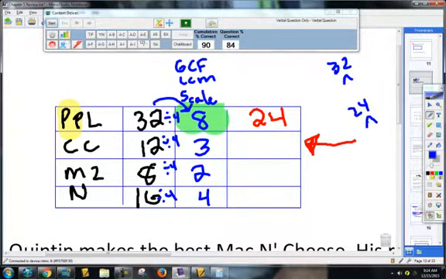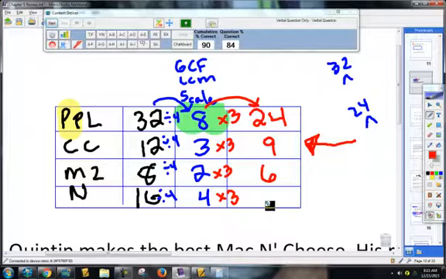Okay? Well, now I'm going to go to 24. So I know I'd be multiplying by 3 to each ingredient. That's going to be 9 bags of cheddar cheese, 6 bags of mozzarella cheese, and 12 packages of noodles.